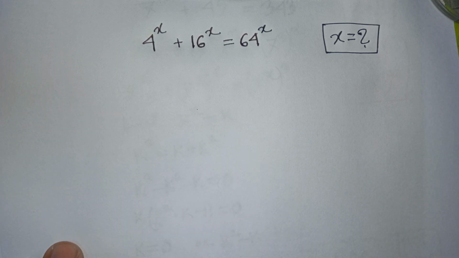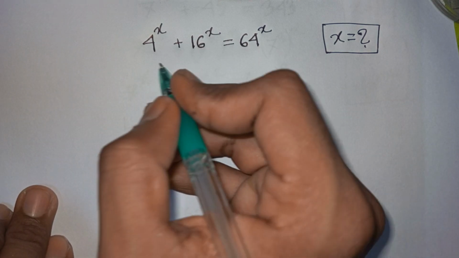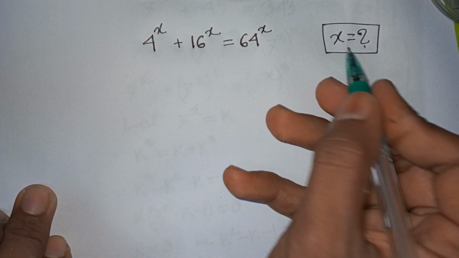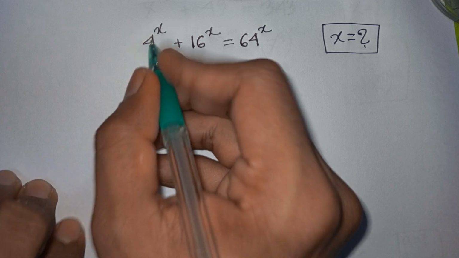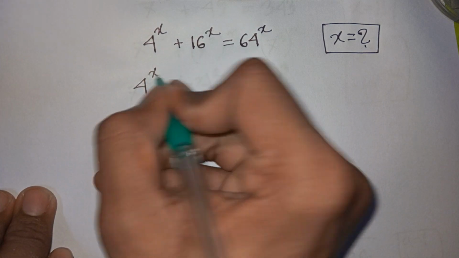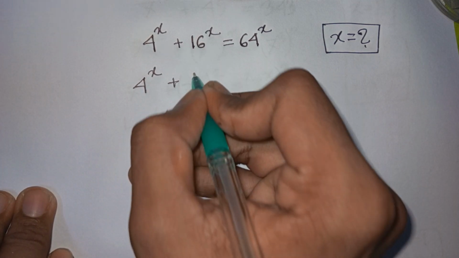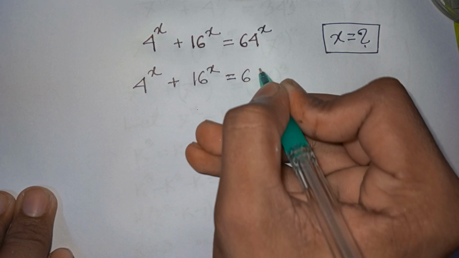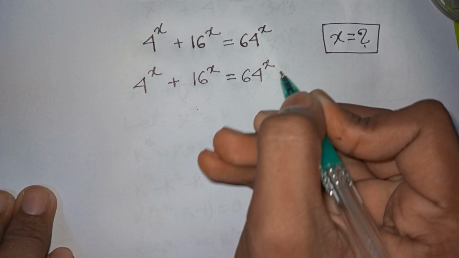Can you solve this nice exponential equation? 4 power x plus 16 power x is equal to 64 power x. Find the value of x. So we have 4 power x plus 16 power x is equal to 64 power x.